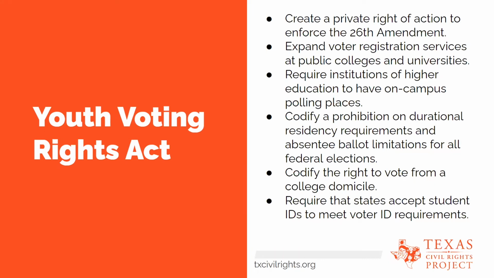It would codify a prohibition on durational residency requirements and absentee ballot limitations for all federal elections. It would also codify the right to vote from a college domicile, and it would require that states accept student IDs to meet voter ID requirements. And I don't think it's a stretch to say that if this bill were to become law, it would be another landmark piece of legislation to protecting voting rights, and particularly voting rights for young Americans.